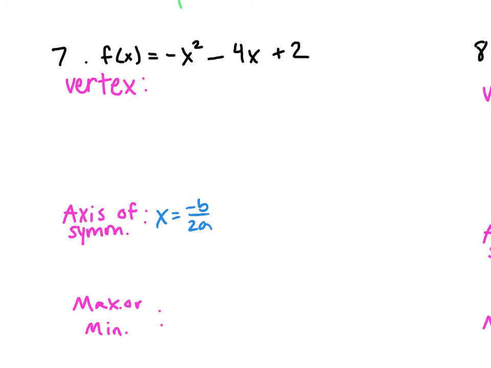So our axis of symmetry is x is equal to negative b over 2a. What's our a? Negative 1. What's our b? Negative 4. So this is negative negative 4 over 2 times negative 1. I almost missed that because it's negative b. So what happens to that negative 4 on top? It becomes a positive 4. And then we have 2 times negative 1, so it's negative 2. How do we simplify 4 over negative 2?